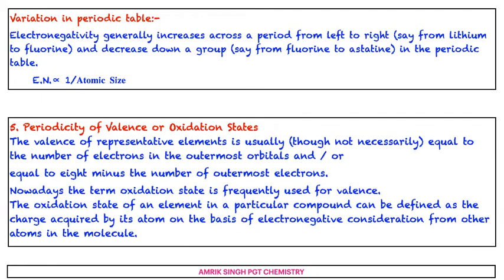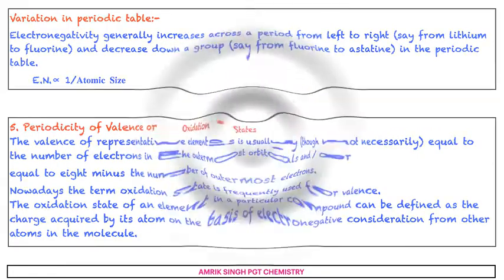Periodicity of valence or oxidation states. The valence of a representative element is usually, though not necessarily, equal to the number of electrons in the outermost orbitals, or equal to 8 minus the number of outermost electrons. Nowadays, the term oxidation state is frequently used for valence. The oxidation state of an element in a particular compound can be defined as the charge acquired by its atom on the basis of electronegative considerations from other atoms in a molecule.